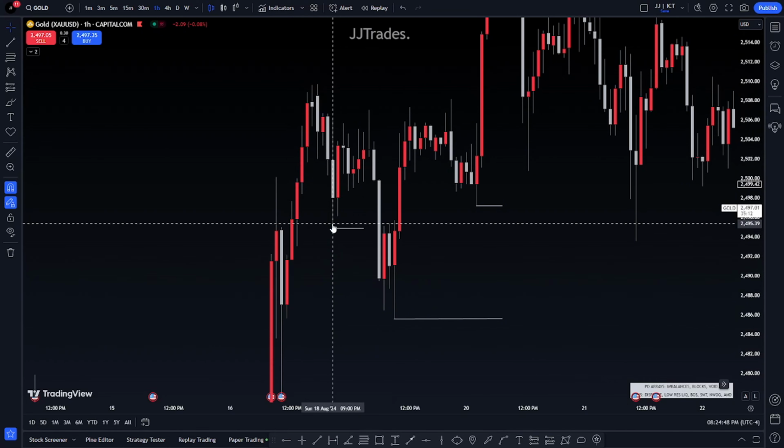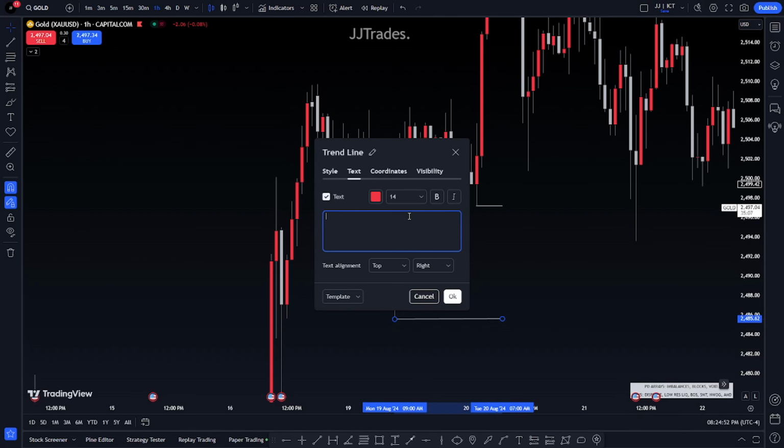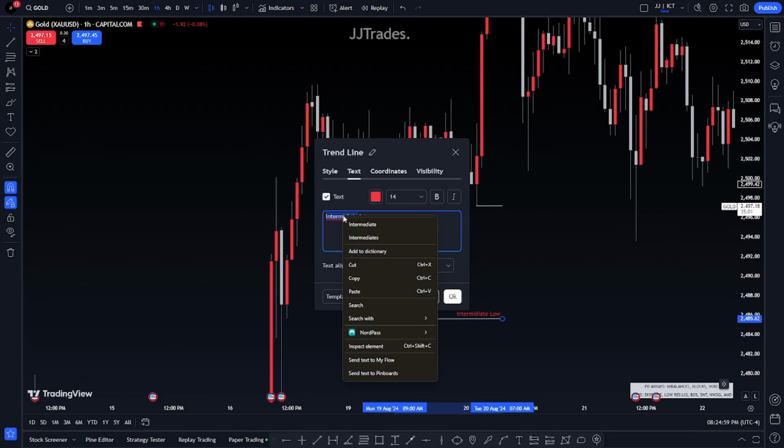So we have an intermediate low here. So this right here, intermediate low. If I can even spell that, intermediate low, whatever. It doesn't really matter. So I think I can do autocorrect. Yep.